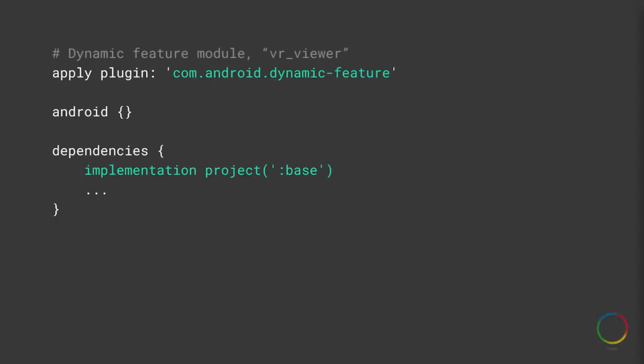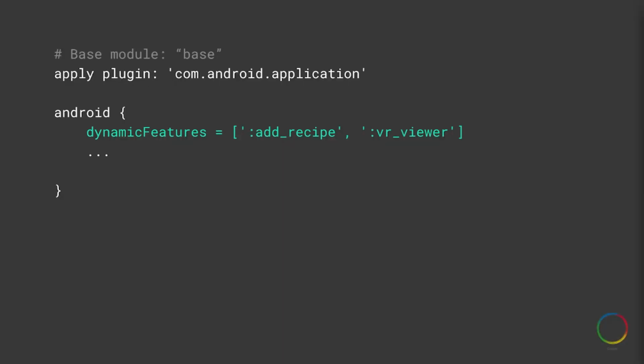Now let's look at the build.gradle files. In the dynamic module, you use a new Gradle plugin called com.android.dynamic-feature. You also add the base module as a dependency of this dynamic module to access functionality of the base module. The only change in the base module is to declare all dynamic modules. This is to instruct Gradle to make the resources stored in the base module available to them.